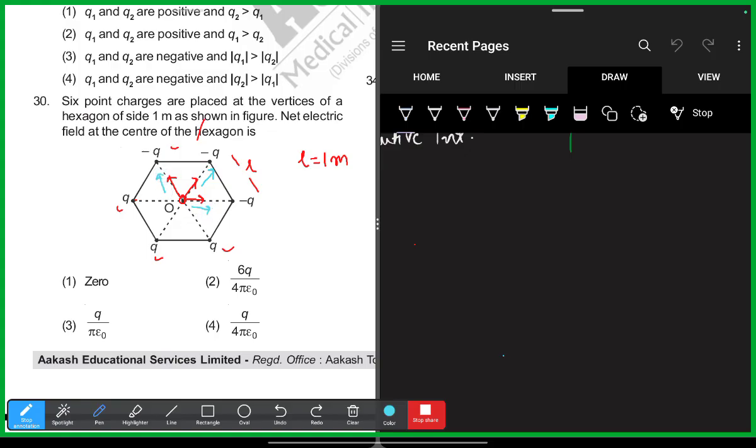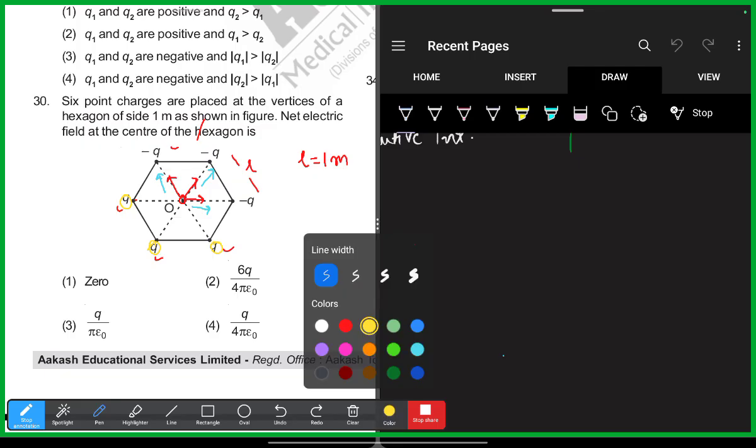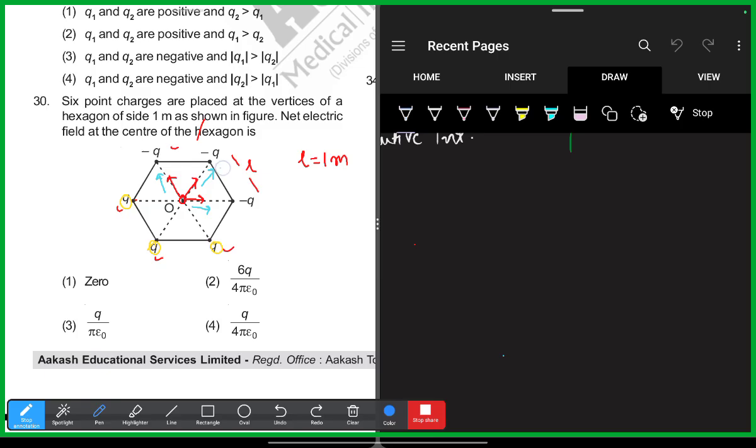If the charges were the same in magnitude, all negative or all positive, then only could the electric field be zero. But here that's not the case, so we need to find the electric field. First of all, due to all the positive charges, the electric field would be E, E, E, and that will be positive.